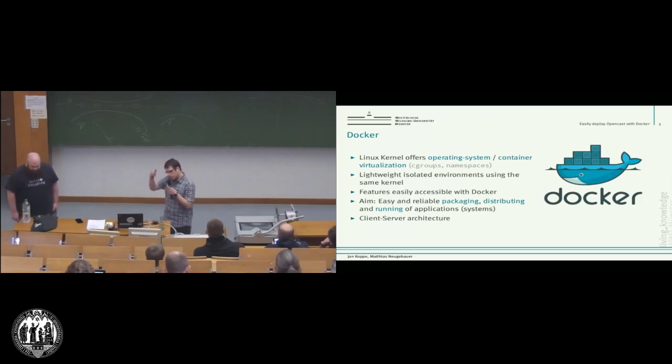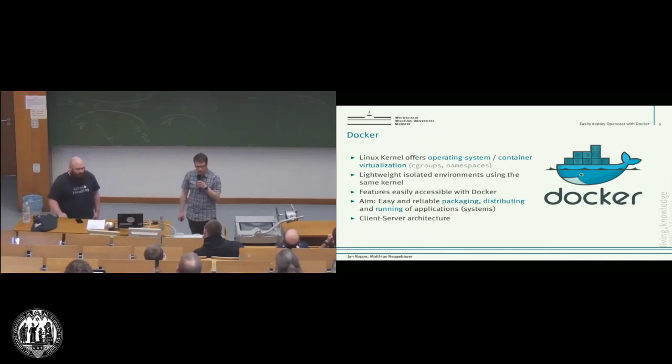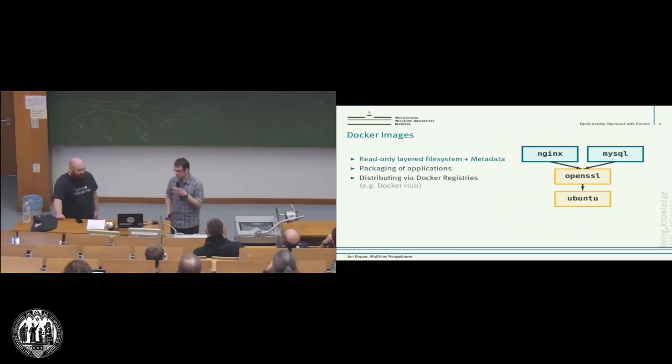It's a pretty lightweight virtualization technology, where you can isolate processes and the file system, and so on. And Docker allows you to use those features of the kernel. And the goal is that you can package, distribute and run your application anywhere on any Linux system. Docker itself has a client server architecture, and this allows you to run the Docker client, for example, on Windows or on macOS 10, and the actual running of the application is done in, for example, a VM or in the cloud or wherever.